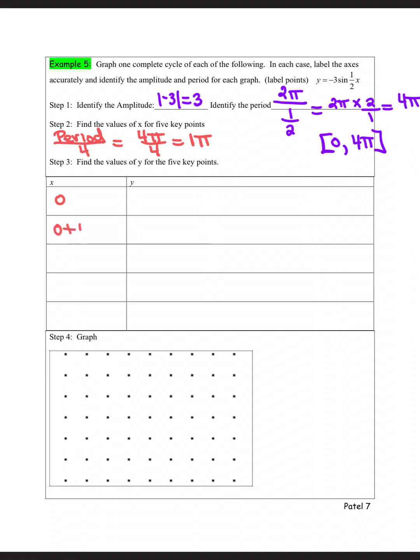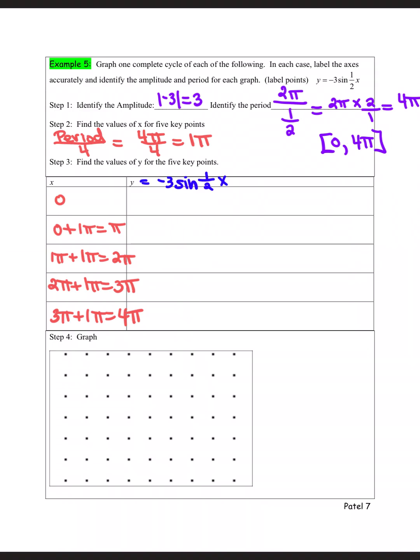0 plus 1 pi is just pi. 1 pi plus 1 pi is 2 pi. 2 pi plus 1 pi is 3 pi. 3 pi plus 1 pi is 4 pi. And now we're going to evaluate that at y equals negative 3 sine of 1/2 x.